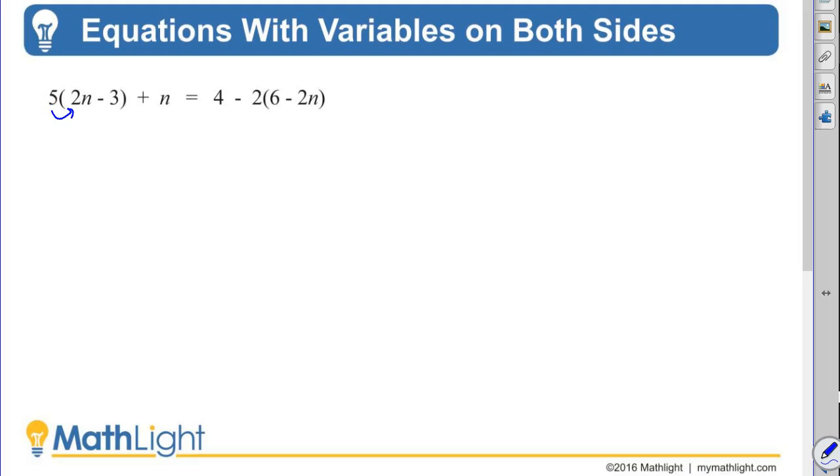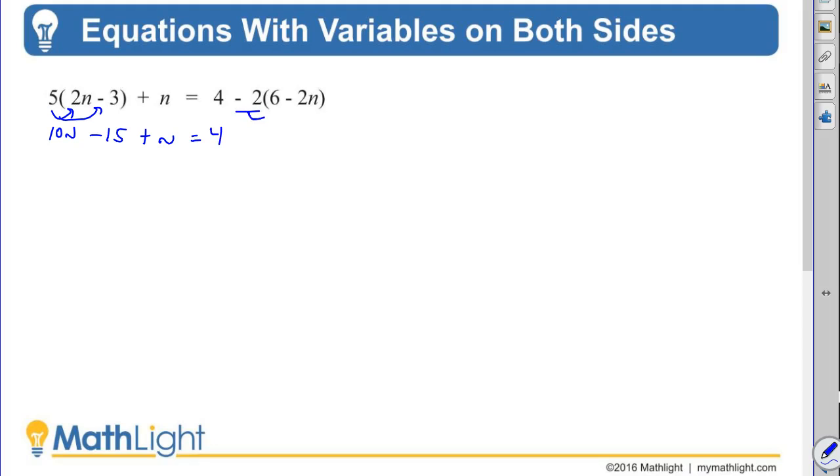All right, so 5 times 2n is a 10n. 5 times a negative 3 is a negative 15. We still have the plus n. Equals. Now remember, you cannot add that 4 and negative 2. That would be addition, and you have to do the multiplication first. All right, let me get back to where I was.